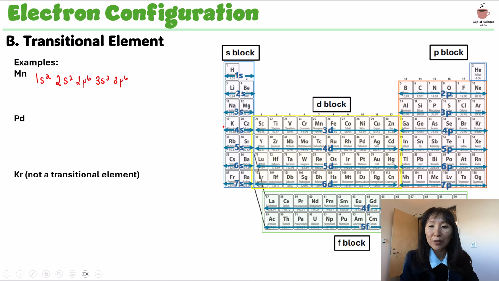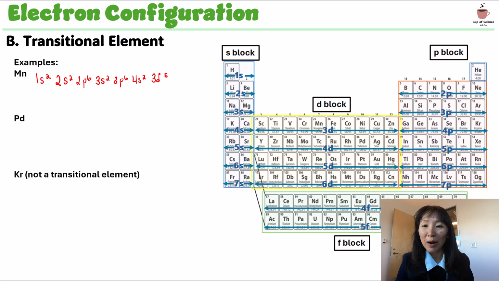Next row is the 4s. So 4s2. And then there's going to be a count from here all the way up to manganese. So let's count 1, 2, 3, 4, 5. And then we're on the D block now. So it's 3d5. Pretty long electron configuration, right?